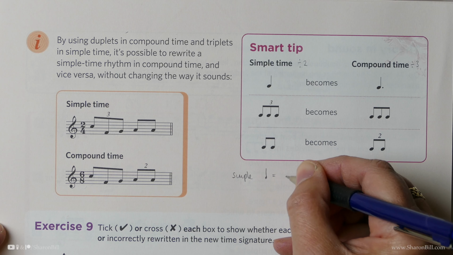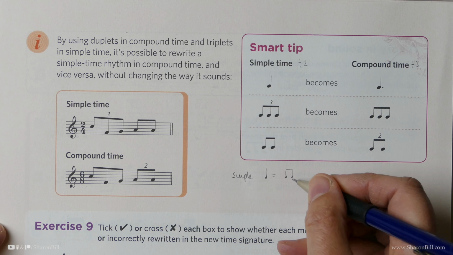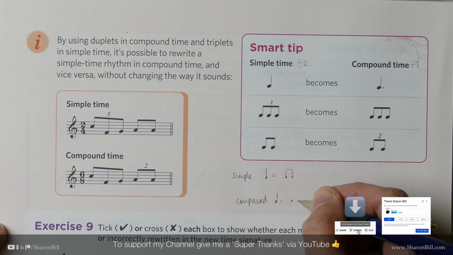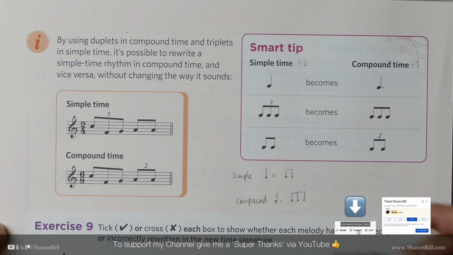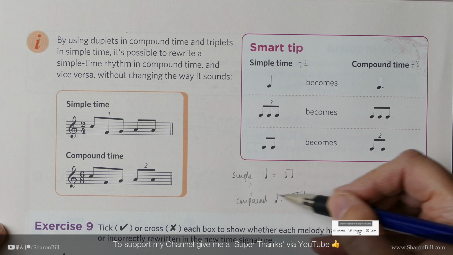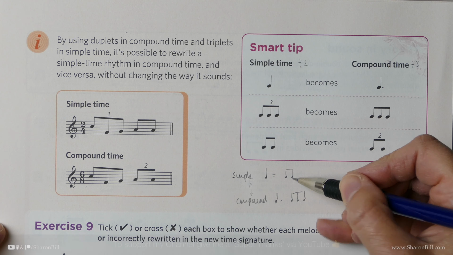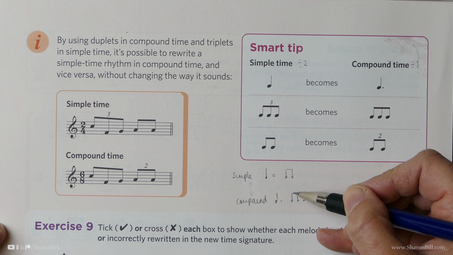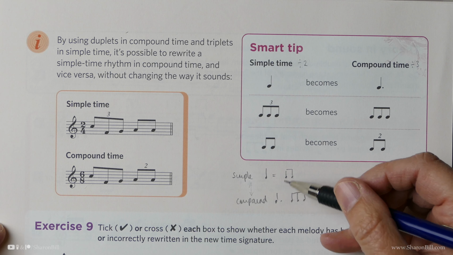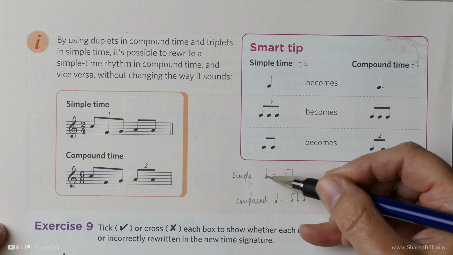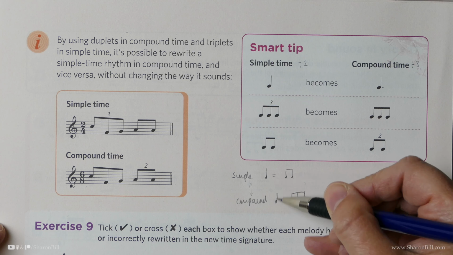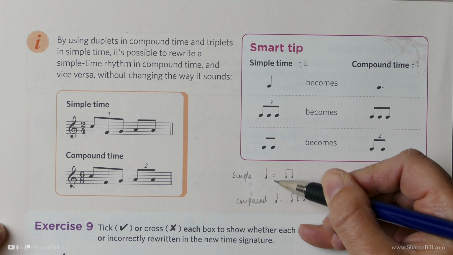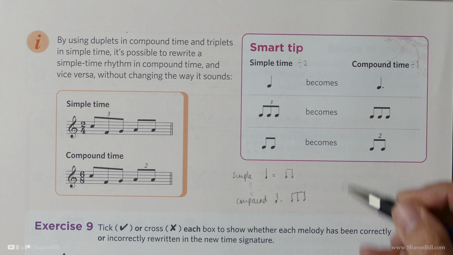So in simple time, we have a crotchet, which divides into 2 quavers. In compound time, we have a dotted crotchet, which divides into 3 quavers. So when we're converting, we've either got to squish 3 into the time of 2, or if we're converting from simple to compound, we've got to stretch 2 into the time of 3. That's where triplets and duplets will do the job for us. The only other thing we need to do is consider whether we add or remove a dot. Are we stretching the time, or do we need to shrink the time? It really is as simple as that.